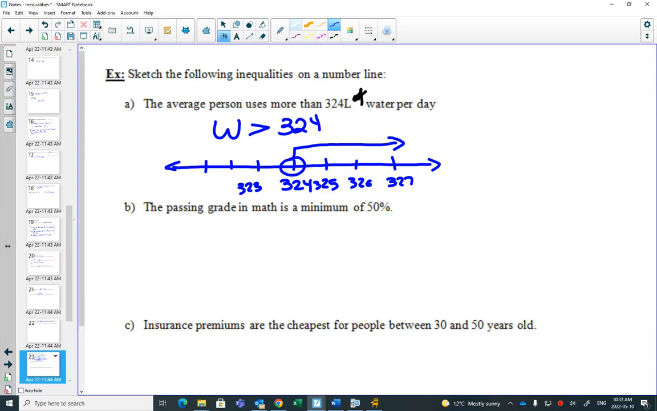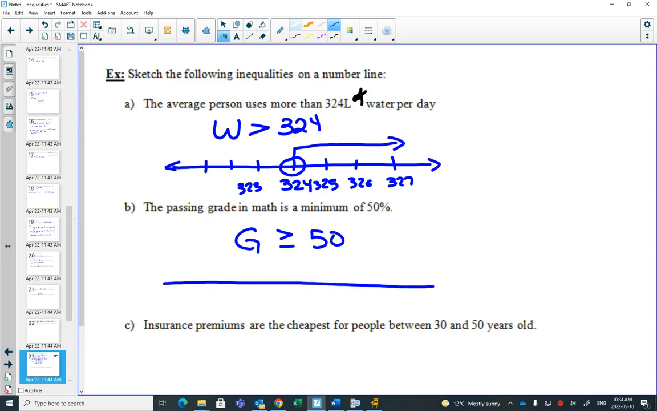Passing grade in math is a minimum of 50%. So your grade has to be, what sign would go in between here? It has to be greater than and a line underneath. Perfect. Greater than or equal.